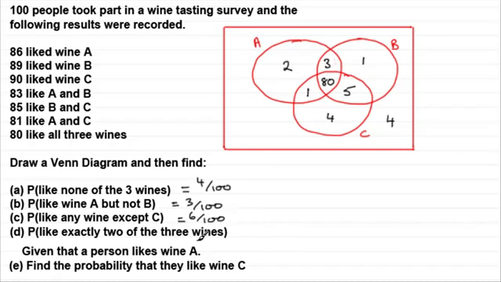For part D, what have we got here? Probability that the person likes exactly 2 of the 3 wines. Exactly two of the three wines. Be careful with this word exactly, okay? You can get phrases like likes just two of the three wines. It's the same kind of question.